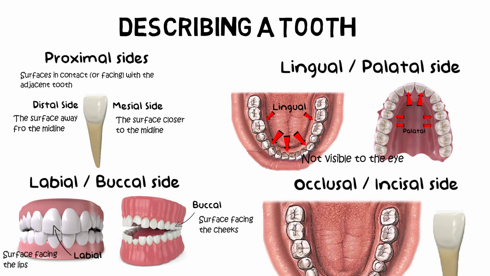And lastly, we have the occlusal or the incisal surfaces. These are the tooth surfaces which are used for chewing or biting down food. We use the term occlusal for premolars and molars and the term incisal for incisors and canines.